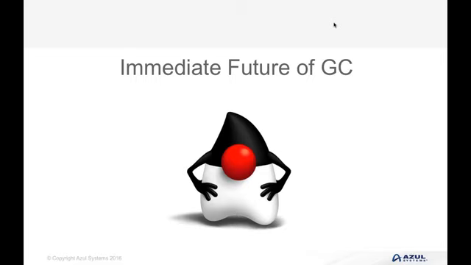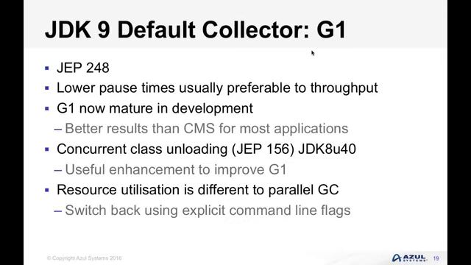Now, if we look at the immediate future of garbage collection, what we're dealing with is what's going to happen in JDK 9. There are a couple of changes happening here. So the first of those is that the default collector is no longer going to be the parallel collector. In JDK 9, G1, garbage first, will be the default collector. This has been defined through JDK Enhancement Proposal, or JEP 248.